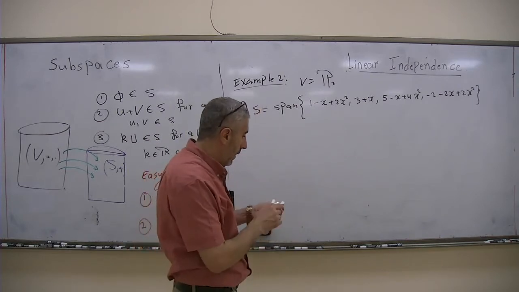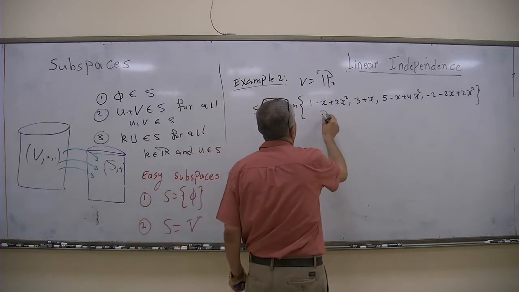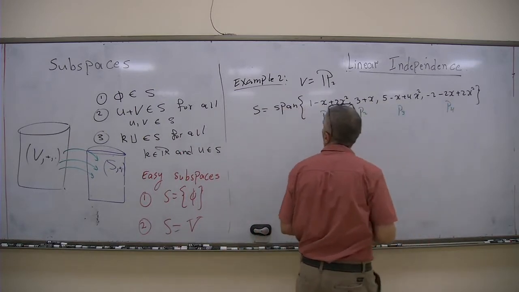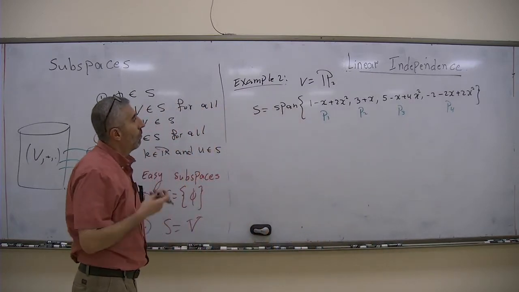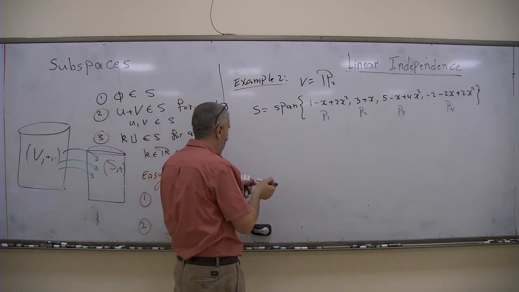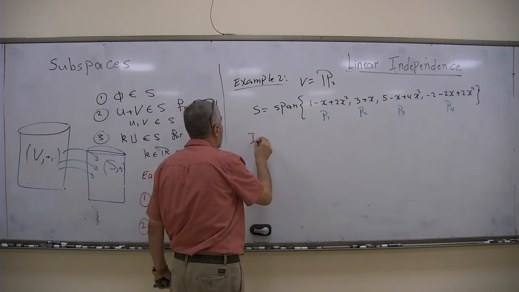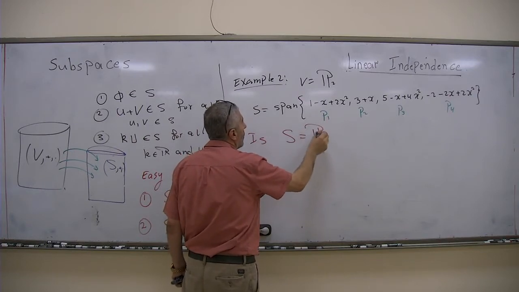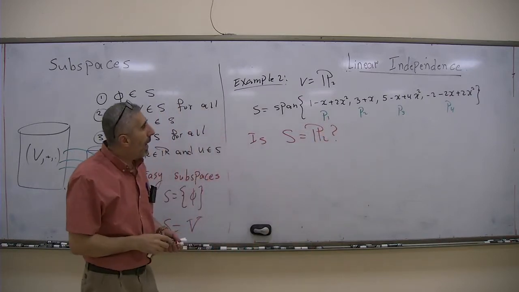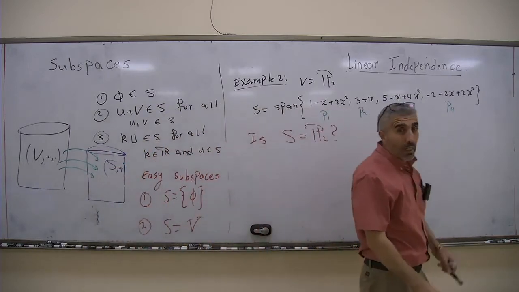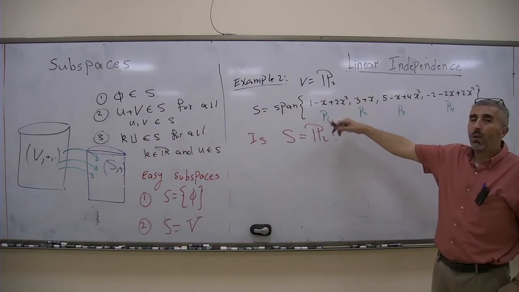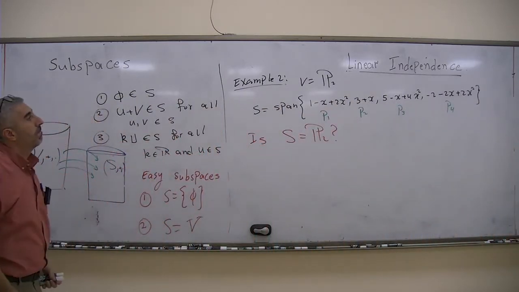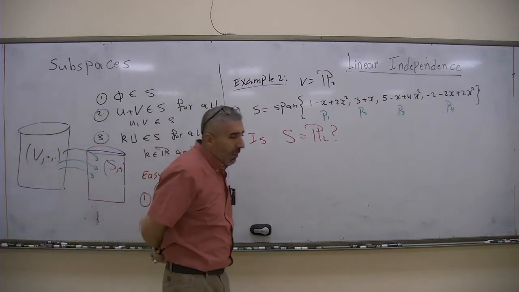All right, so this is P1, P2, P3, and this is P4. Now the question is: is S equal to P2? So the span of those 4 vectors, is it going to be all of P2 or just a proper subset of P2? So how do we address this question?